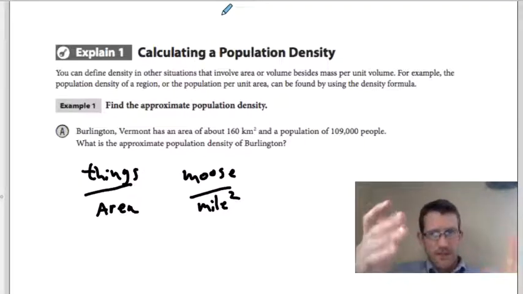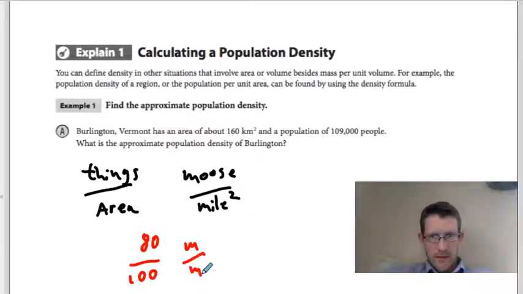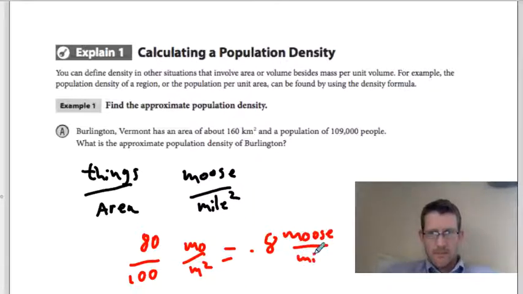And they wouldn't just pick 1 square mile. They'd pick like a survey area of 100 miles. And if they go into a 100-mile area, or 100 square miles, and they count, say, I don't know, 80 moose. That means that they have 80 moose every 100 square miles, right? This is moose per square mile. So that's equal to basically 80 divided by 100, or 0.8 moose per square mile. So just something to think about there.